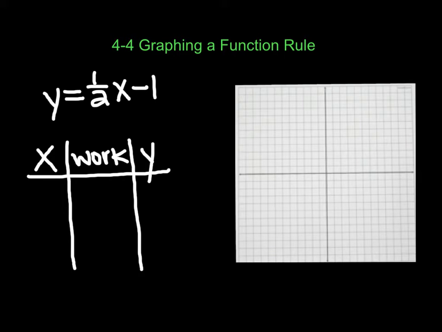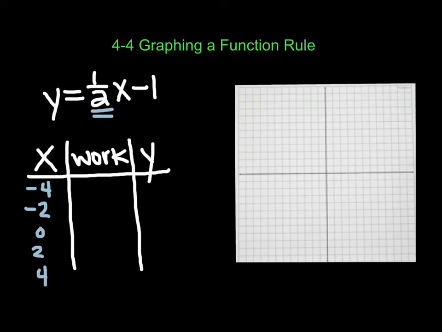So you are multiplying your x by 1/2, so you want to pick numbers that are easy when you multiply by 1/2. So you want to make sure and use even numbers, and then also you need to make sure and pick negative numbers because some graphs will behave differently when you have positive and negative values.